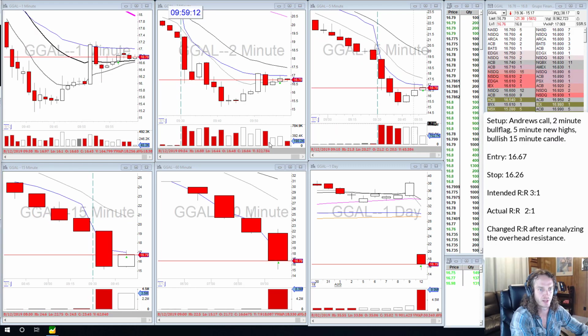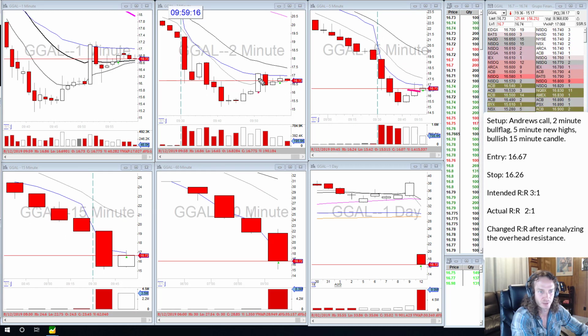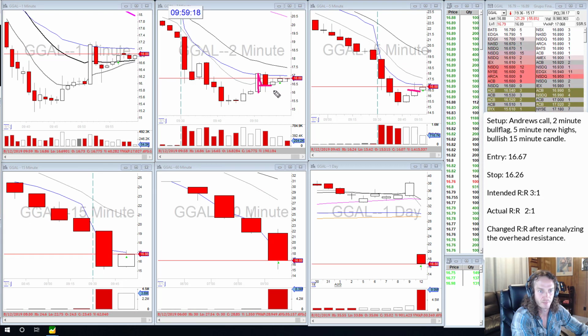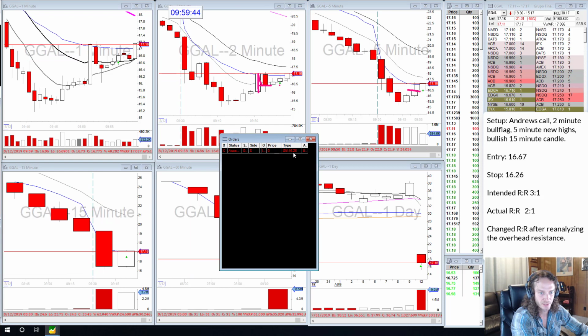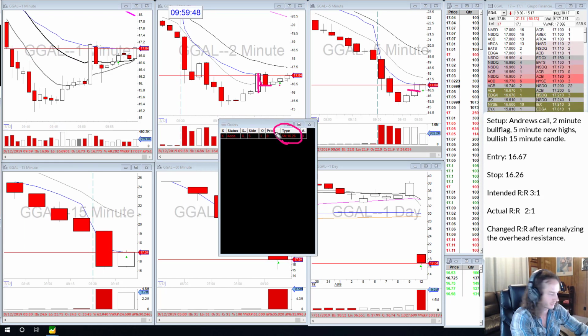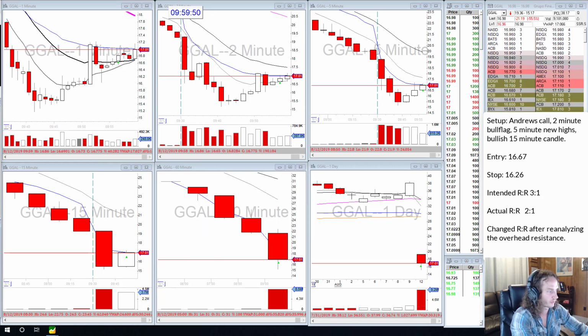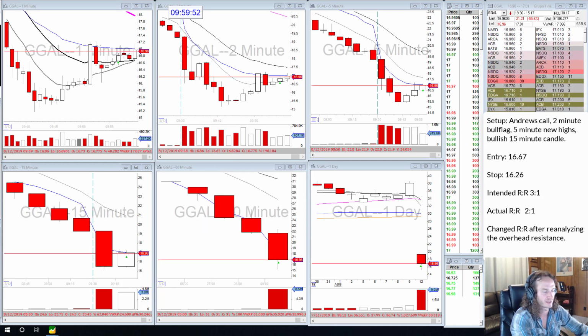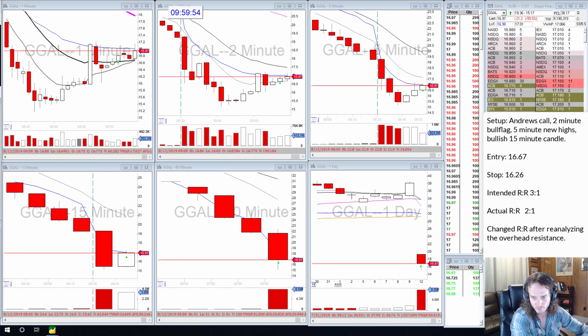I've got an interesting play here on GGAL. It's a reversal. Okay, I'm in 5-minute highs. I've got a 2-minute bull flag. My stop is 16.26, so that's 40 cents. You can see that, 16.26 is my stop. I want to go for a 3-to-1, so that's 40 cents. So I need about $1.20, which from 16.67, 40, 80, 120.